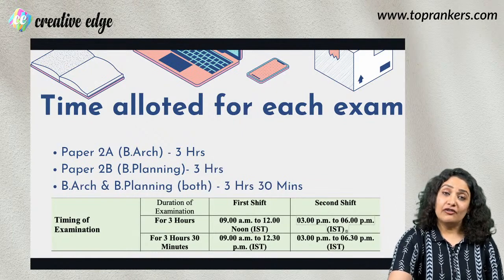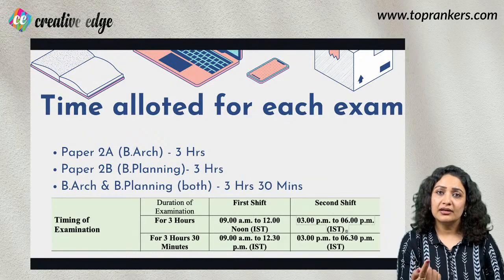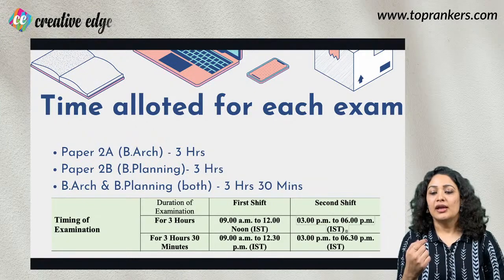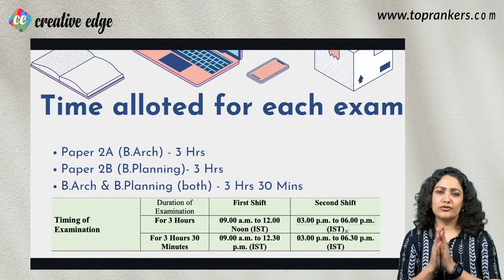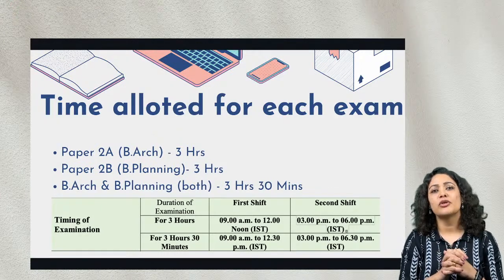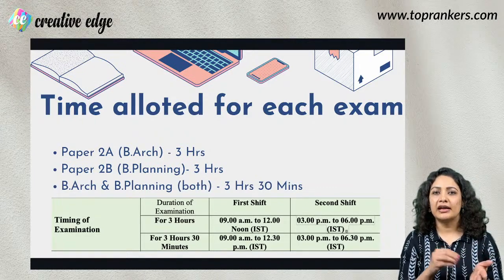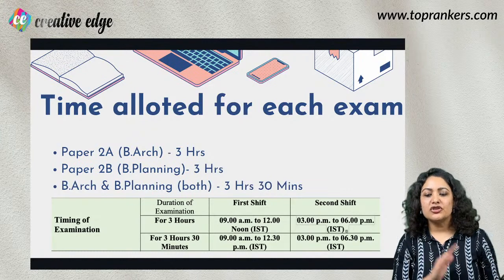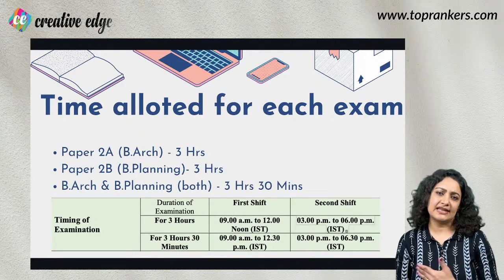The shifts have also been mentioned. For the 3-hour paper, if taken only one branch, the first shift is from 9 o'clock to 12 o'clock in the morning. The second shift is from 3 PM to 6 PM. If you are attempting both the papers, B.Arch and B.Planning, the examination timing is 9 to 12:30 and 3 to 6:30.